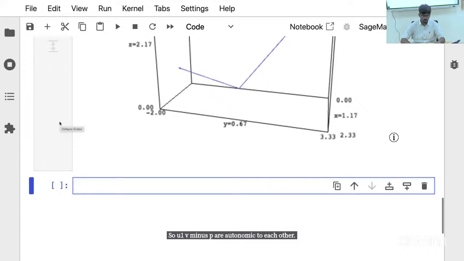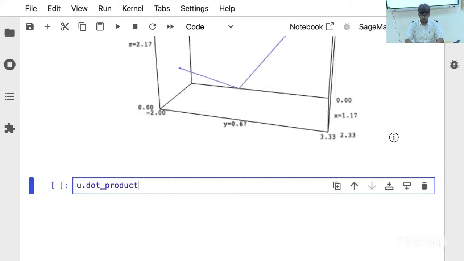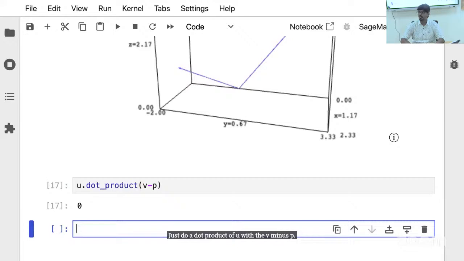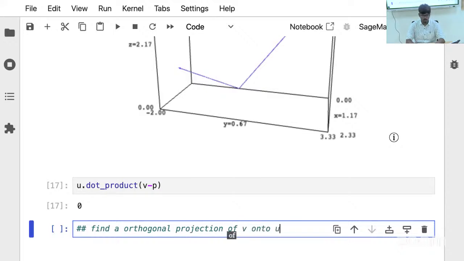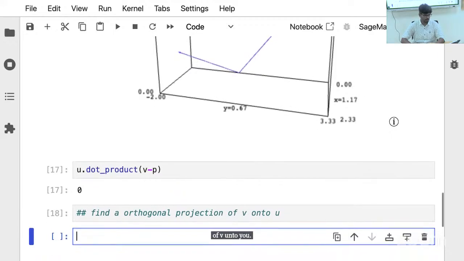We can verify it. How do you verify it? Just do a dot product of U with V minus P, and that should be 0. That means U and V minus P are orthogonal to each other. Okay. Fine. So now what we can do now, we can actually find the orthogonal projection of V onto U. Can someone tell me how do you do so?